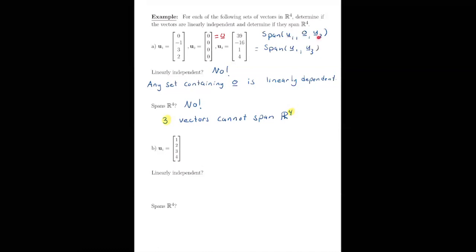We can also just think about this. If we take all possible linear combinations of U1, 0, and U3, the 0 is not contributing anything. Anything we could make out of all 3 of them, we could have just made out of these 2. Any scalar multiple of 0 is just 0. And so certainly the span of all 3 is just equal to the span of 2 of them. So in this case, we're just looking at the span of 2 vectors. And certainly 2 vectors, again, cannot span R4.